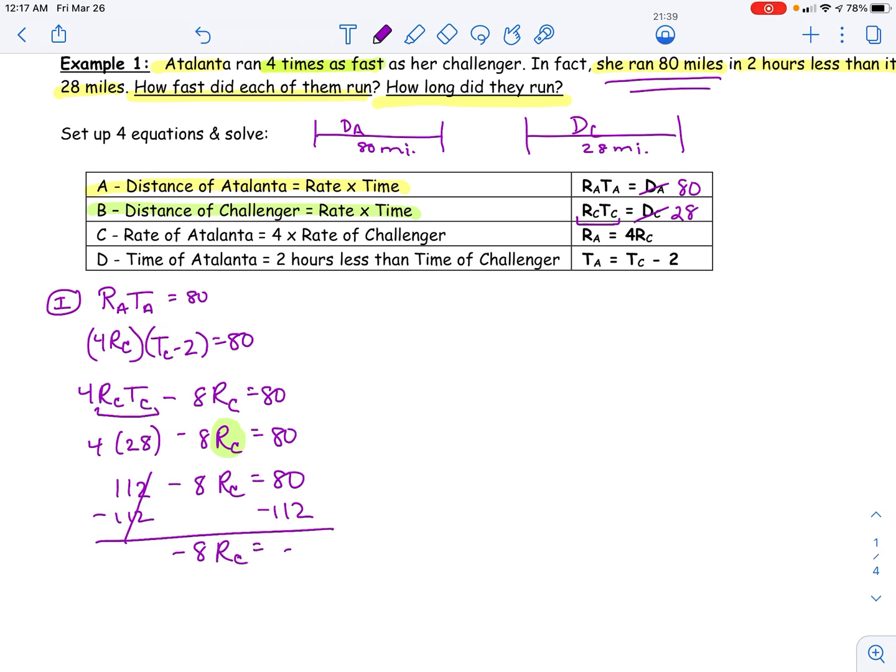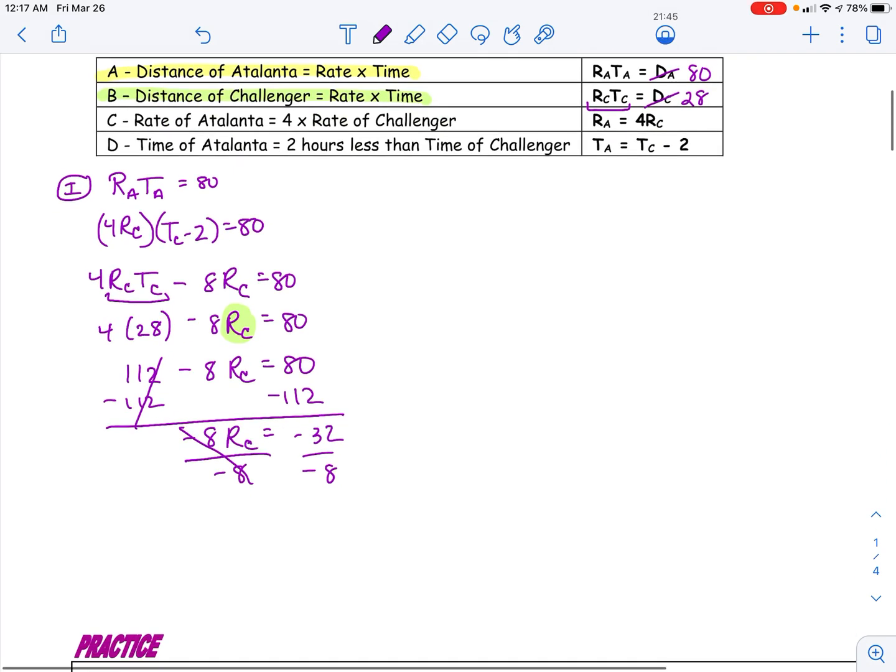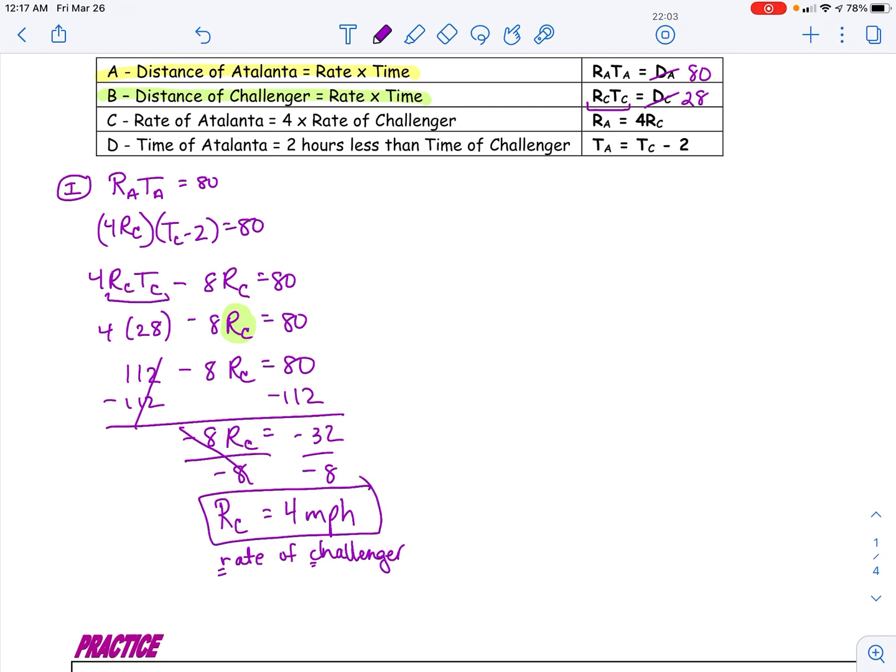Negative 8RC equals negative 32. We'll divide by negative 8. That'll get rid of our negatives. And we'll have the rate of the challenger is 4 miles per hour. And you might want to write here, that's the rate of the challenger. And that is what R sub C stands for. The R is the rate and the C is the challenger.